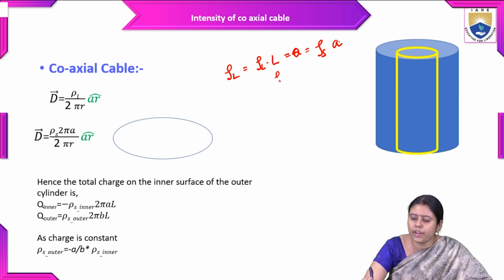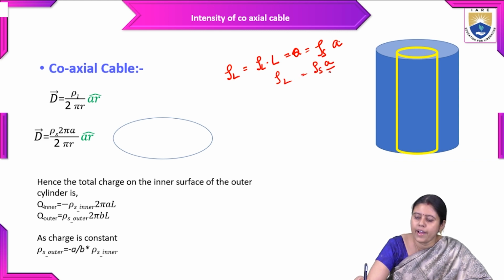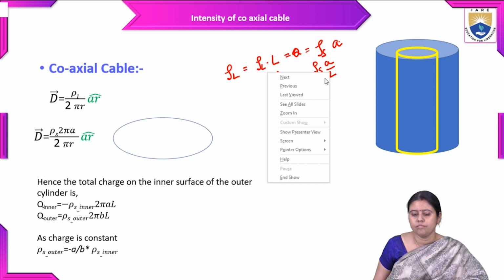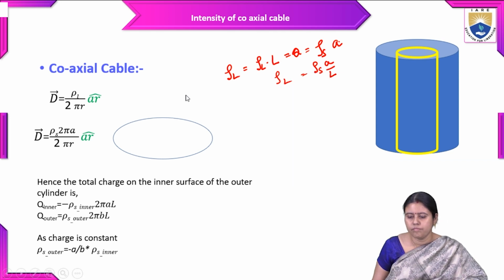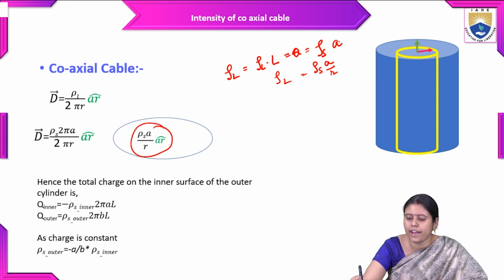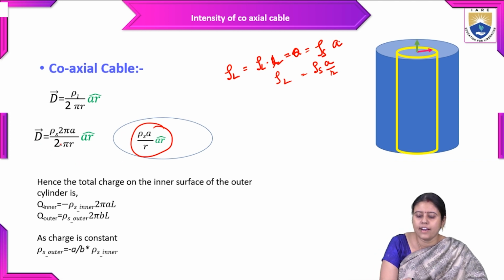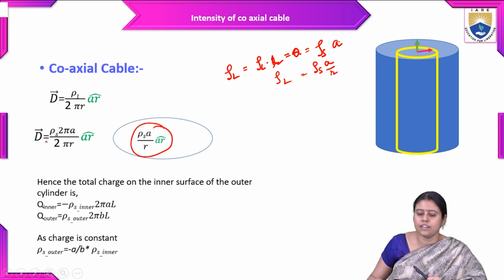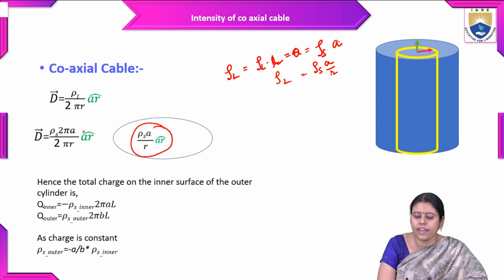So what is the rho L? Rho L is equal to rho S A by L, or rho S A by R. If this distance is R, we can write it as rho S A by R. So we can write here rho S D is equal to rho S A by R by 2 pi R.